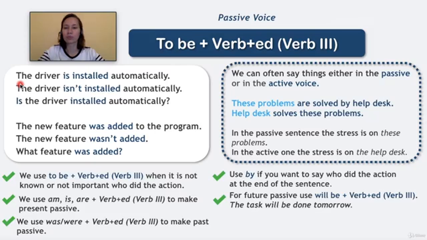For example, present simple is: the driver is installed automatically. You can see that the verb is shows that this is present simple. Or the new feature was added to the program. Here you have was, which means that this is past simple. Or the task will be done tomorrow. Here you can see that will be means that this is future passive.